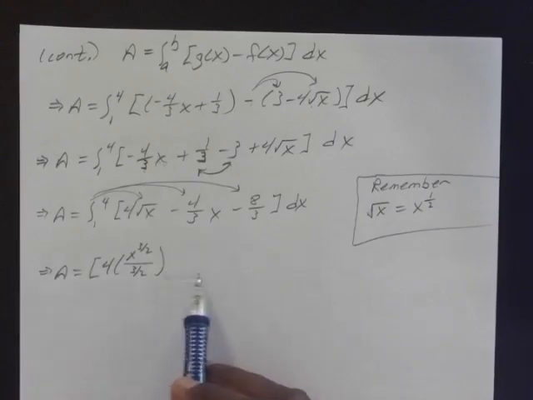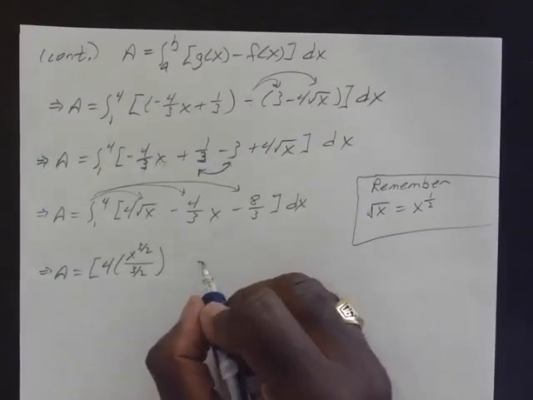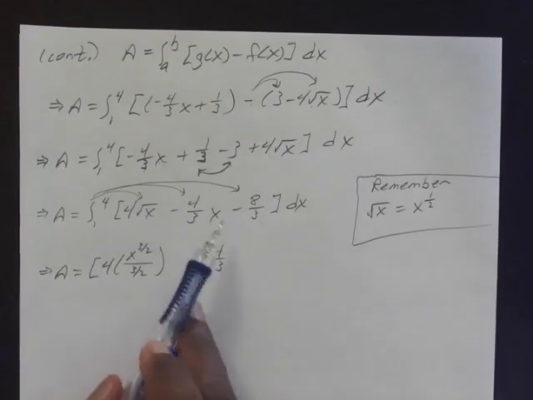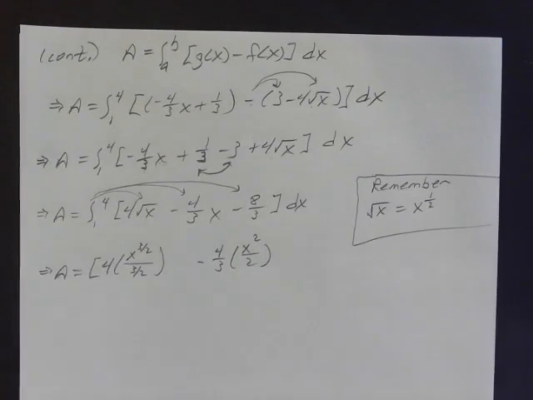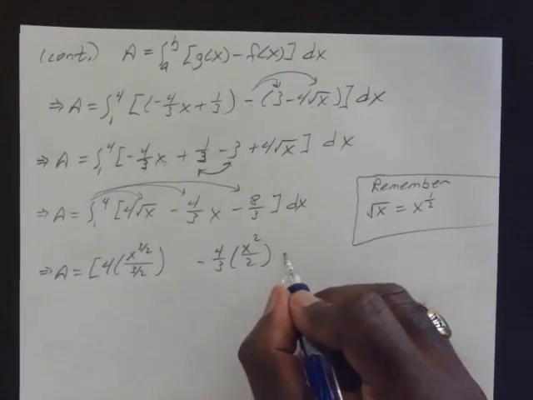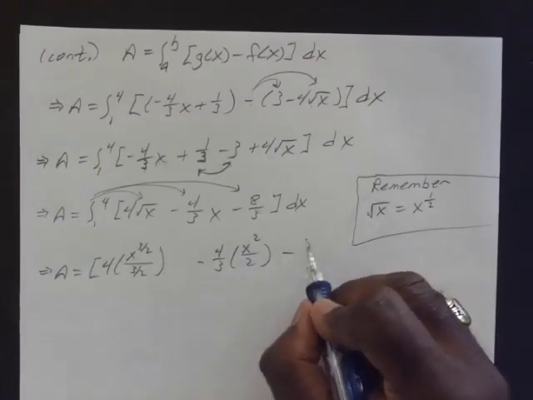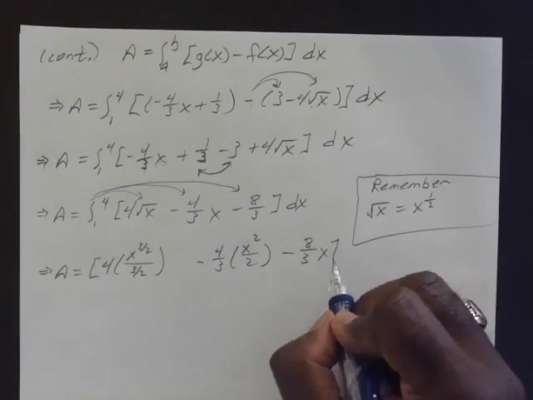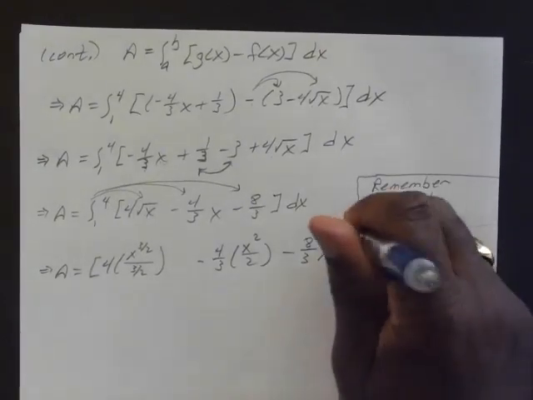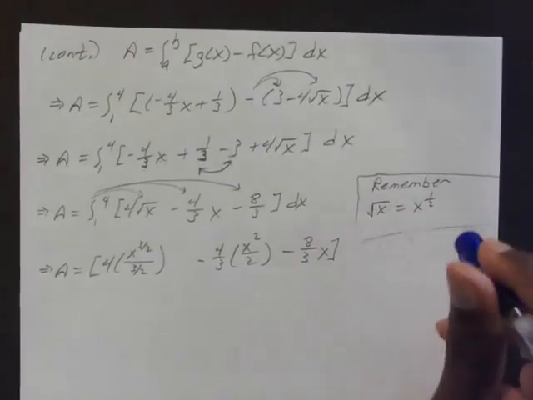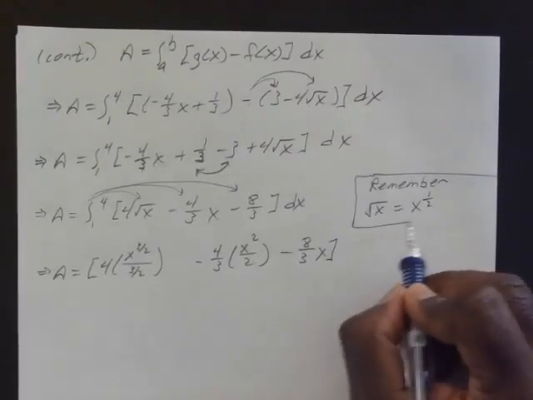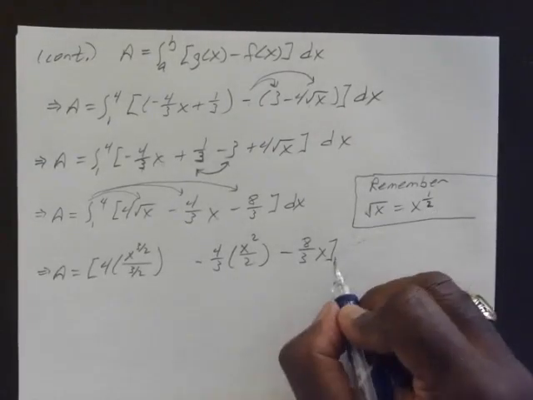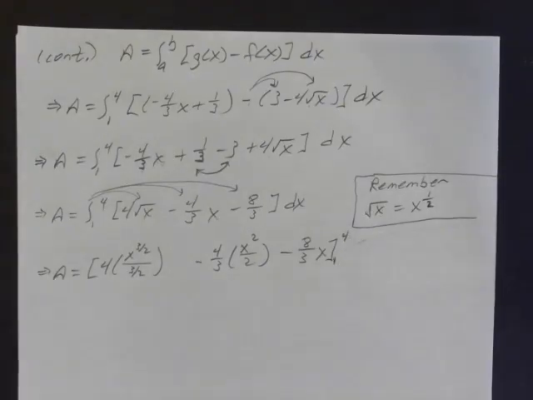I'm going to leave a little bit of space after that just to get rid of that fraction in the denominator. Minus 4 over 3 times the integral of x, which is x squared over 2. Minus the integral of a constant, 8 over 3 is just 8 over 3 x. And that's from x equals 1 to 4. So let me move this out the way, just so it's not running into it. From 1 to 4. Here we go.